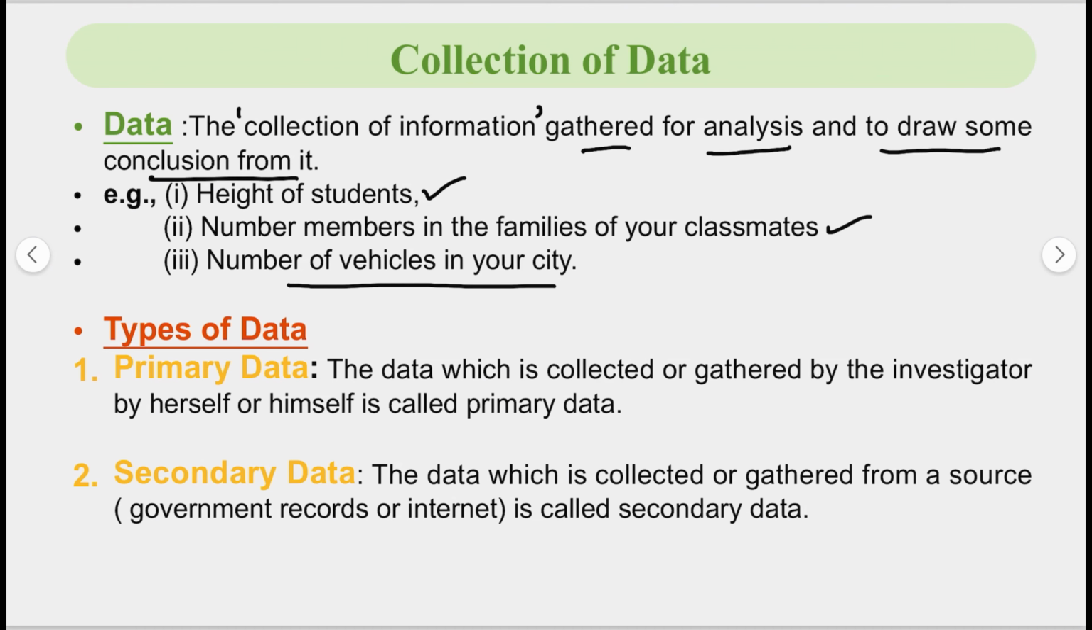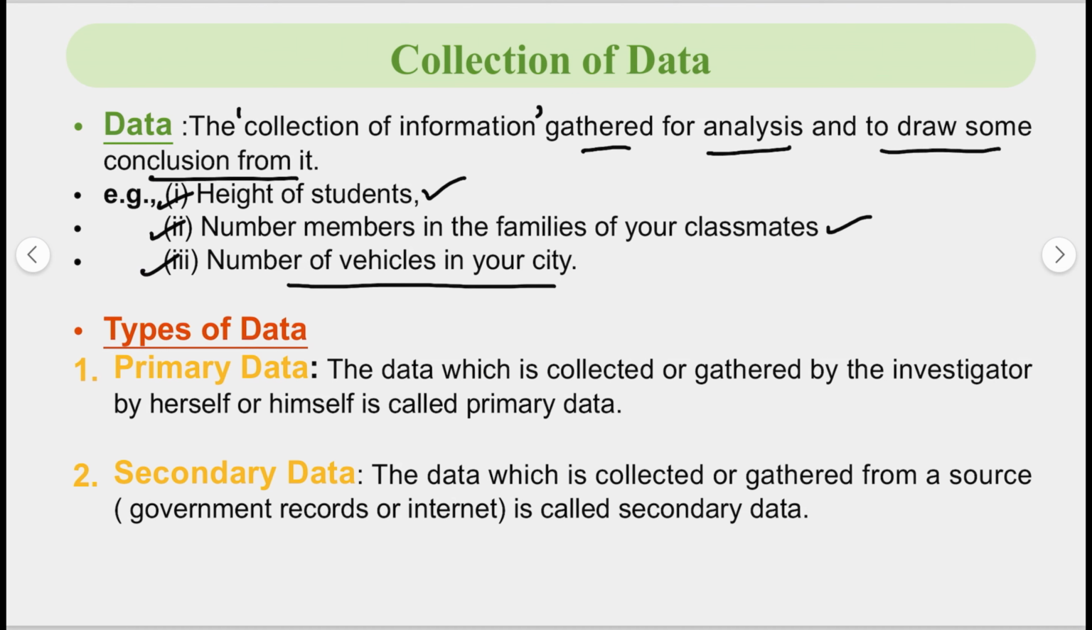So data is simply the collection of information which we gather for doing analysis and to draw some conclusion from it. We have a few examples like height of the students, number of members in the family of a classmate, and number of vehicles. There are many more such examples. In your class, you can count the number of desks, the number of lights, the number of students, the number of boys and the number of girls. Similarly, the number of utensils in your home, or the number of plants that you have at home. All this information that you gather is an example of data.